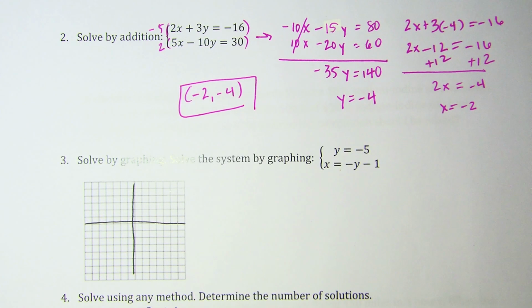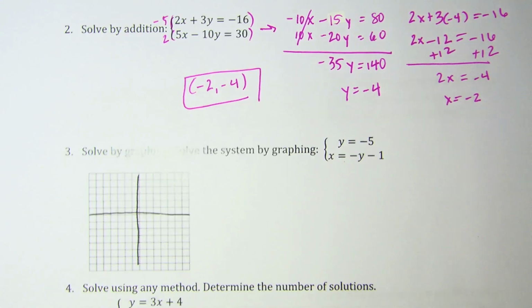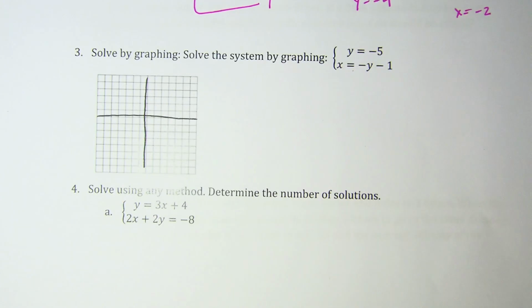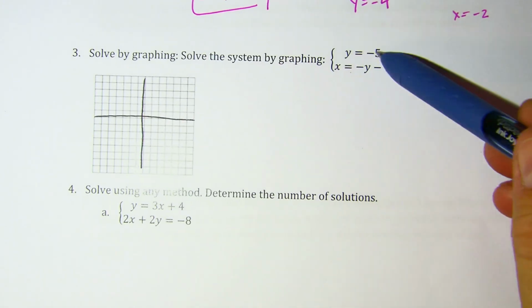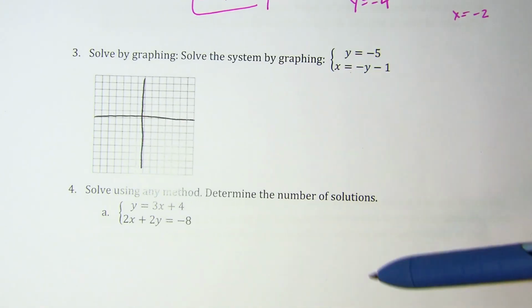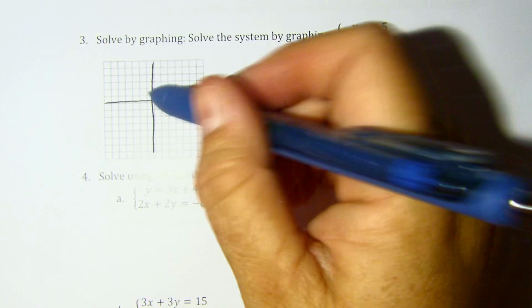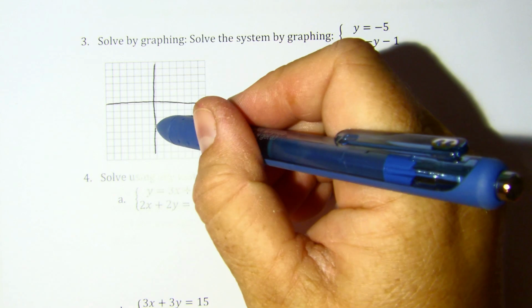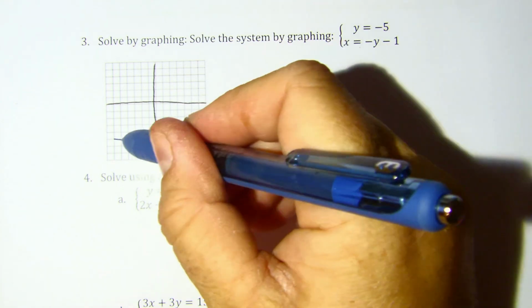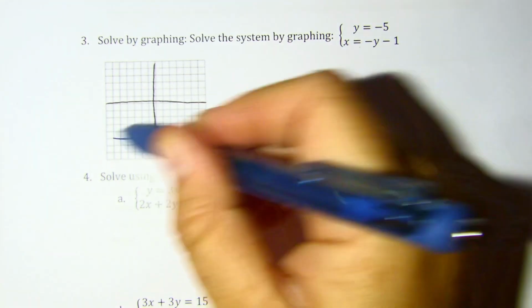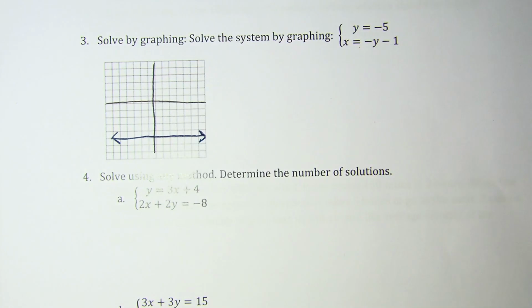All right, and the third method is to solve by graphing. So here we have two equations, and this equation here, notice that there's no x in this equation. That's just a horizontal line at y equals negative 5. So I'll go ahead and graph that one first. Just a horizontal line through y equals negative 5.